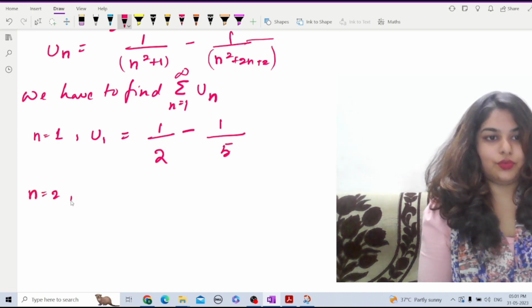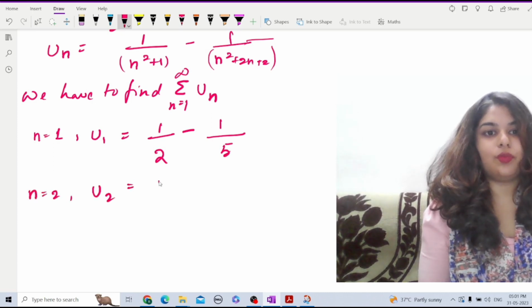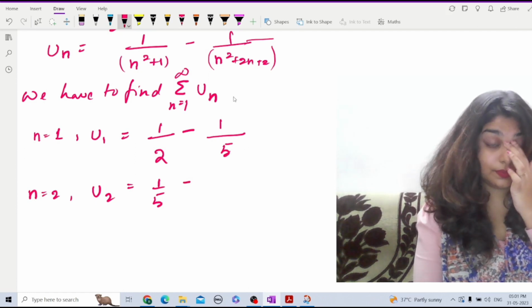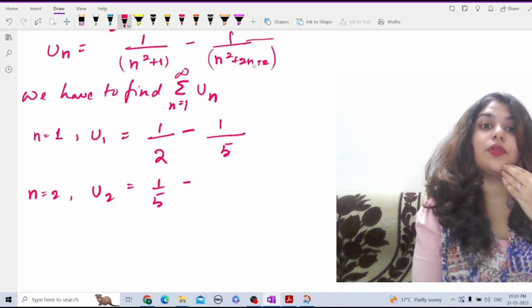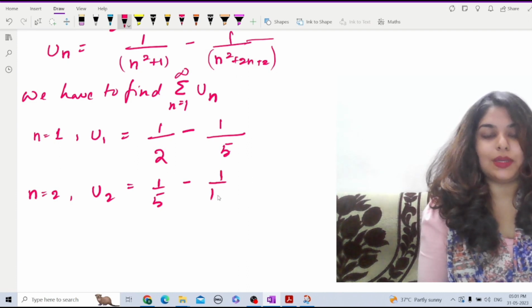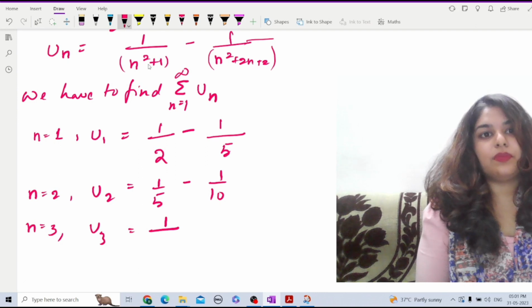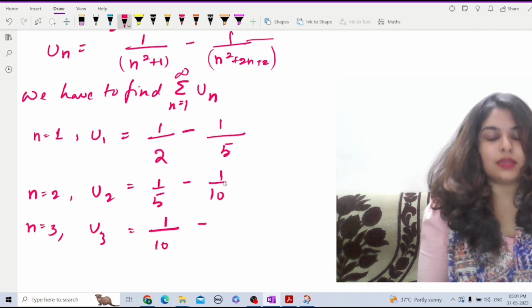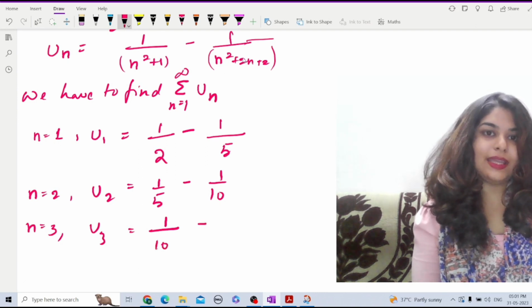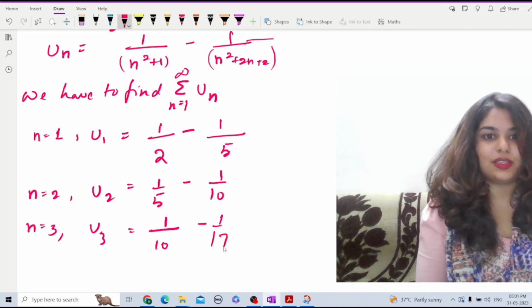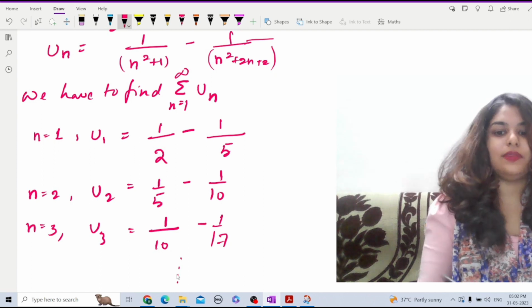When n is equal to 2, u2 is equal to 1 by 5 minus 1 by, this is 4 plus 2, 6, plus 2 square 4, 4, 8, plus 2, 10. So this is 1 by 10. When n is equal to 3, we have u3 is equal to 1 by 9 plus 1, 10, minus 1 by 9 plus 6, 15, plus 2, 17, 1 by 17, and so on.